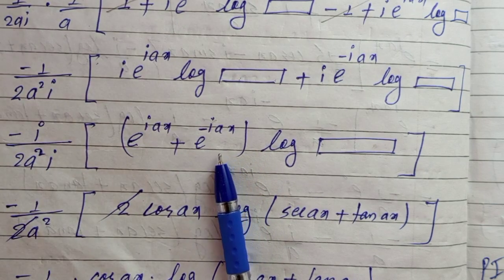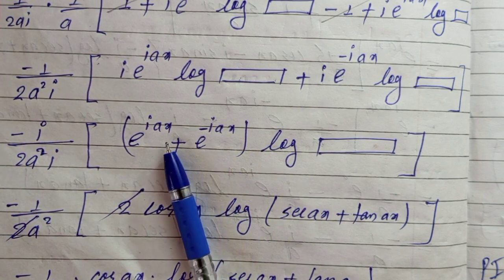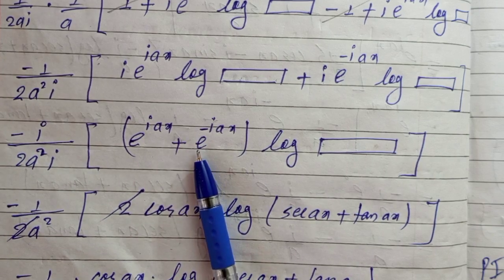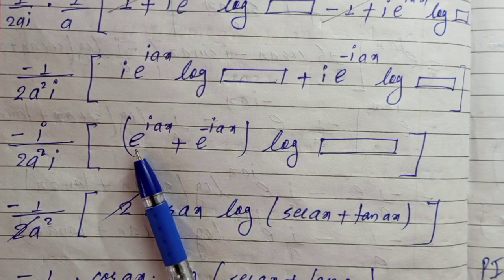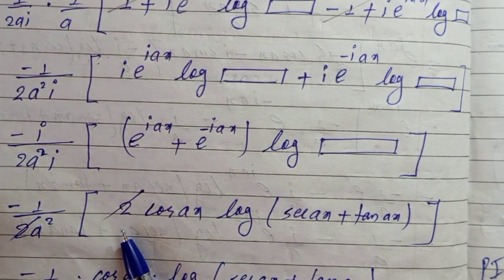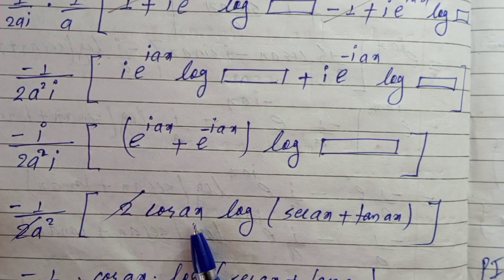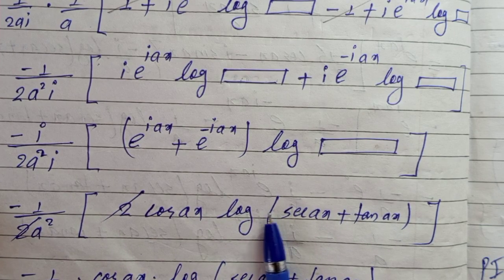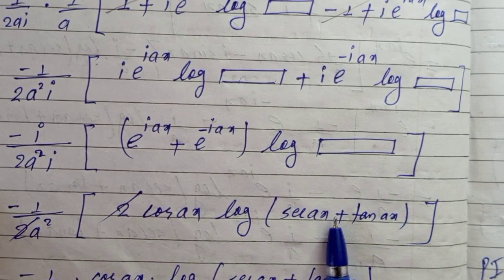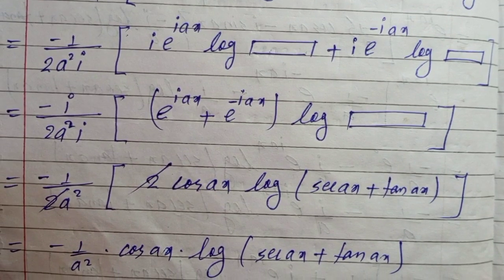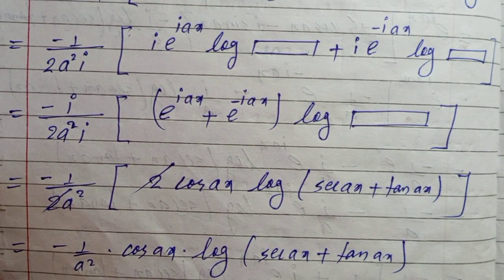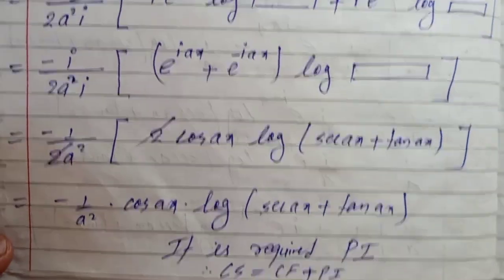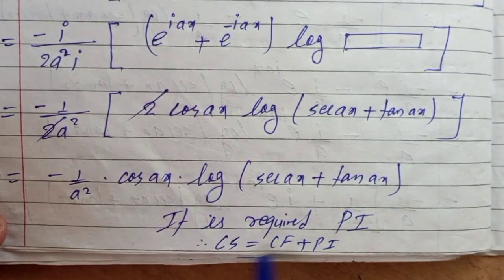So there will be 4 terms: cos ax plus sin ax plus cos ax minus sin ax. So the sin ax terms are going to be cancelled, and we are going to get 2 cos ax log. This is the value of our bracket. So the final expression is our required particular integral, which we got from our equation A. So the complete solution is equal to CF plus PI.